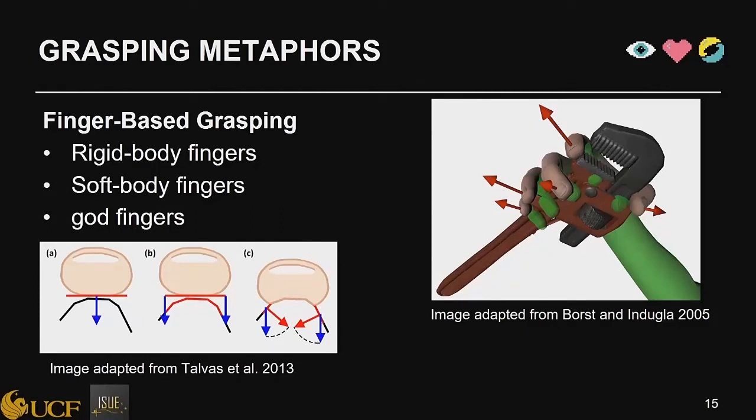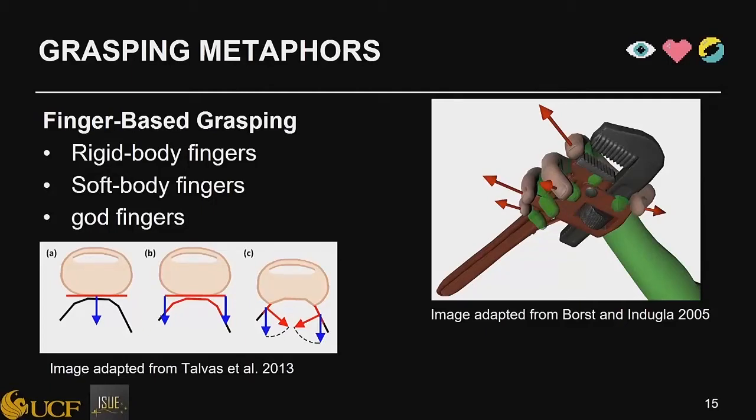Now, a lot of people, when they think about grasping metaphors, they think about using the actual hand. In the previous examples, what I showed you was using the Vive controller as your virtual representation of the cursor, or the 3D mouse or whatever you want to call it. A lot of people want to be able to actually see a representation of their hands and then use those in the virtual world to manipulate objects. And this is what's known as finger-based grasping.